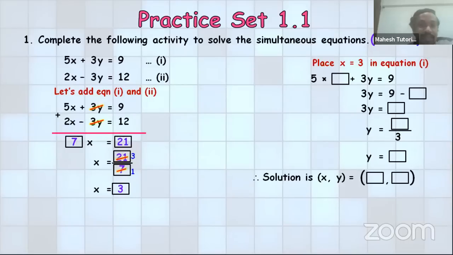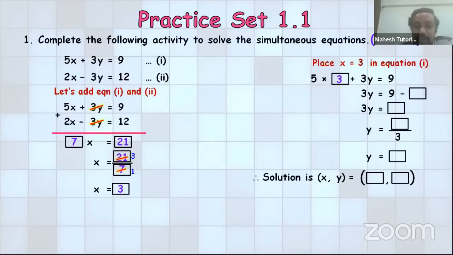And we already know that once we get the value of one variable, to find the value of the other variable, we have to do what? Substituting. Perfect. So we are going to substitute this value of x as equal to 3 in equation number 1. Now everyone look at equation 1. 5x plus 3y is equal to 9. In this equation, in place of x, what will we write? 3. We will put its value, that is 3. So in place of x, I'm putting the value that is 3.